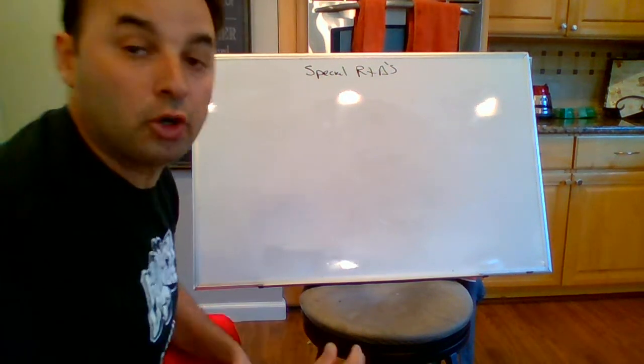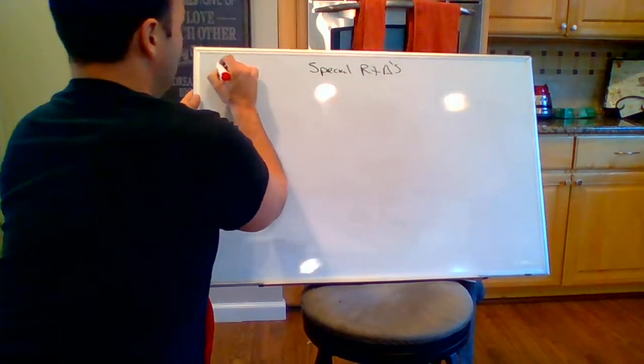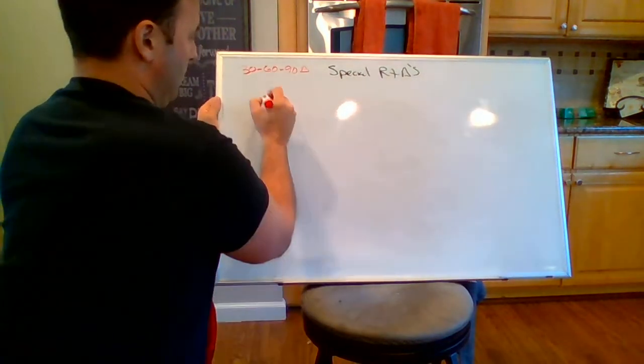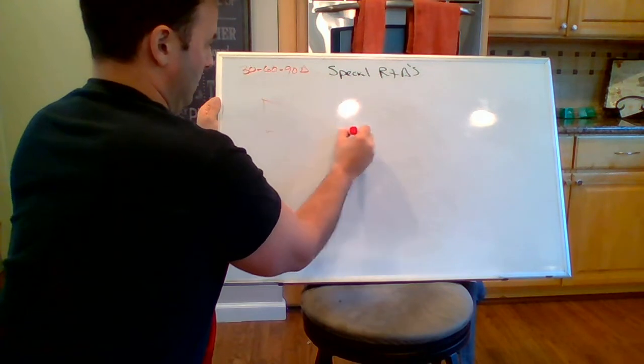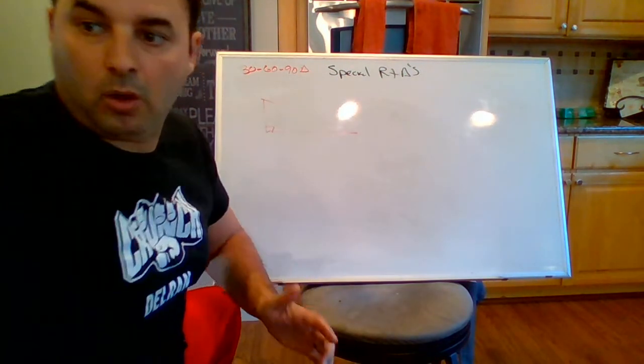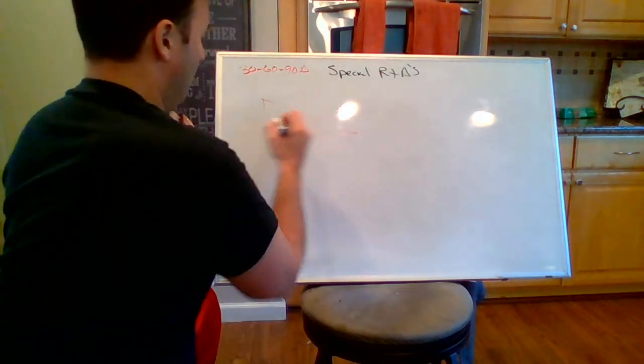Okay, now we're going to go to 30, 60, 90 triangles. That's no good. Let me get the black marker. Okay. All right.